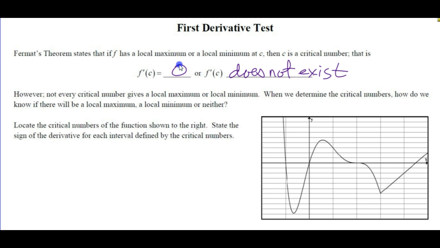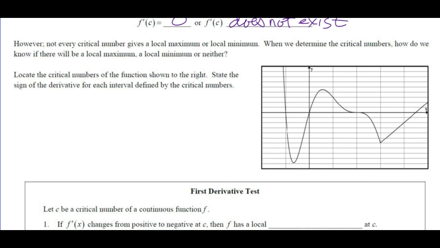When we determine the critical numbers, how do we know if there is a local max or a local min or neither, right? And we've already hinted at this enough that you should have a pretty good idea. But locate the critical numbers on the function shown to the right. State the sign of the derivative for each interval defined by the critical number.